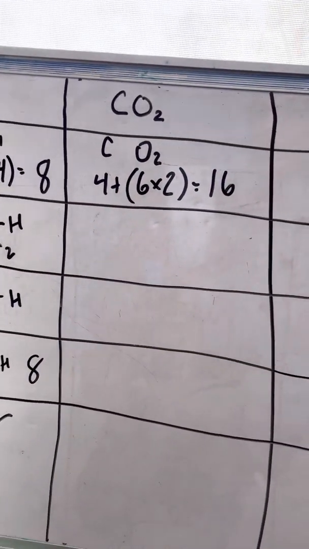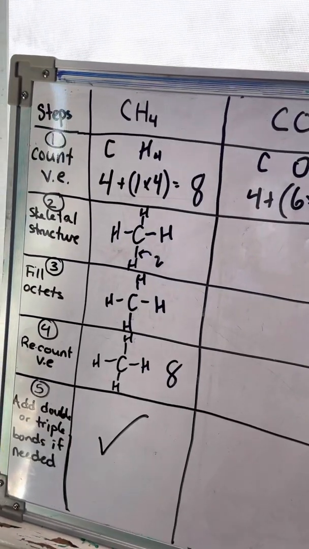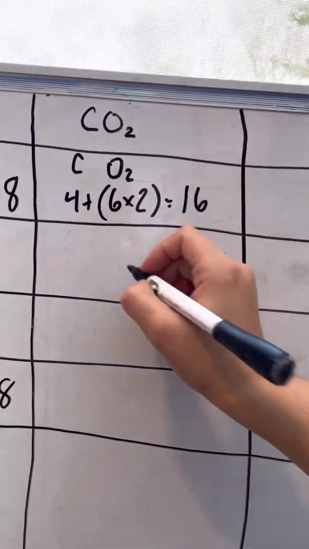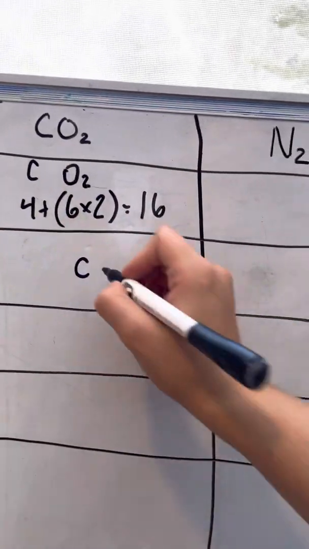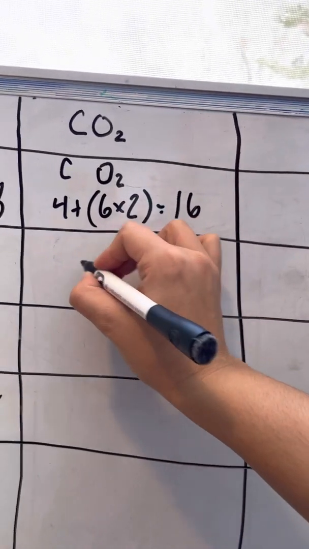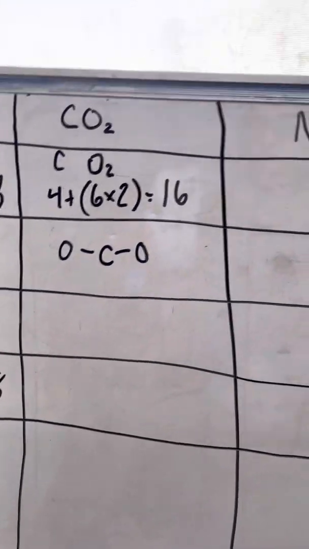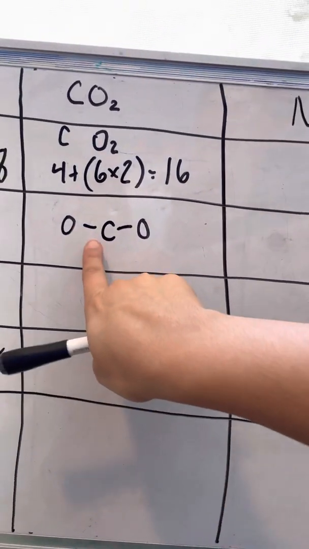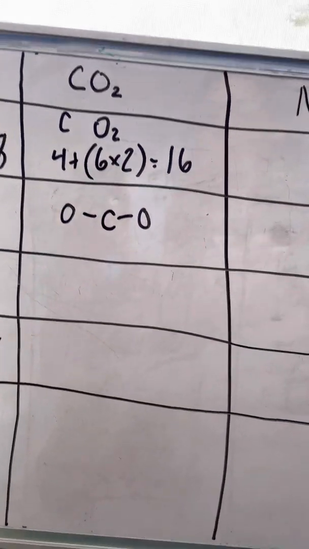That's step 1. Step 2, skeletal structure. Carbon, if present, always in the middle. Oxygen's going to go on either side. Skeletal structure. That's step 2. Just bind the atoms together with a single bond.